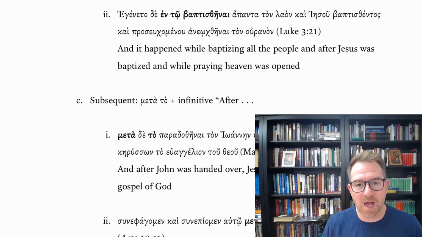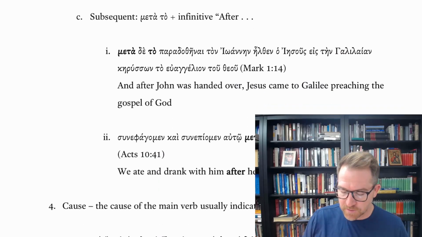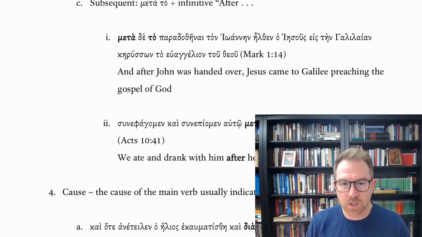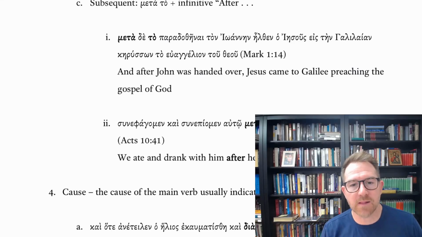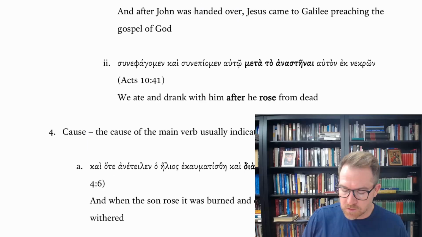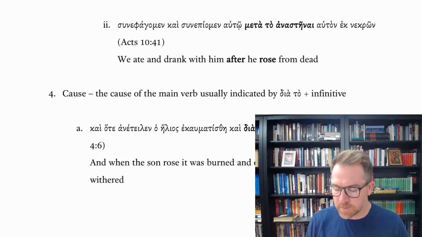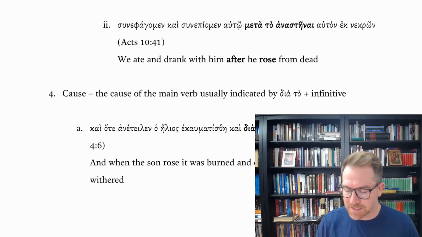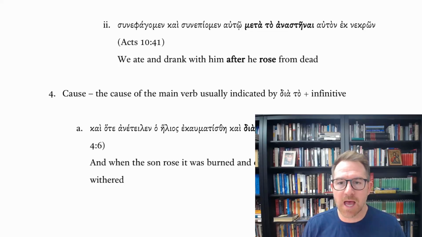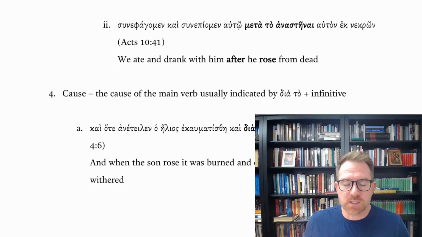There's a subsequent infinitive, meta plus to plus the infinitive, meta de to paradothēnai tōn Iōannēn. After John was arrested, handed over, Jesus came to Galilee preaching the gospel. Acts 10:41, syn ephagomen kai synepiomen autō, we ate and drank with him, meta to anastēnai, after he rose from the dead. This is describing Peter preaching to Cornelius' house, telling the gospel story, and how when Jesus rose, he wasn't a ghost, he was eating and drinking with the disciples. So these are temporal infinitives, talking about the verbal action either prior to, contemporaneous, or after the main verb.